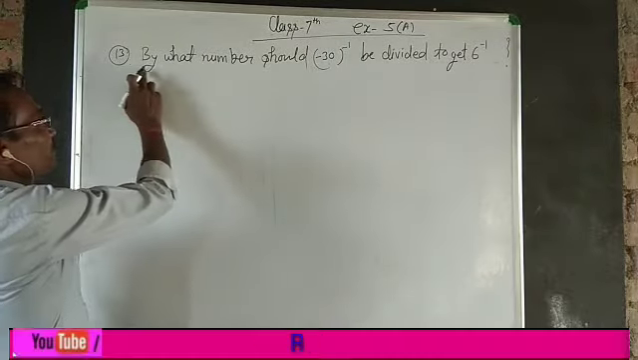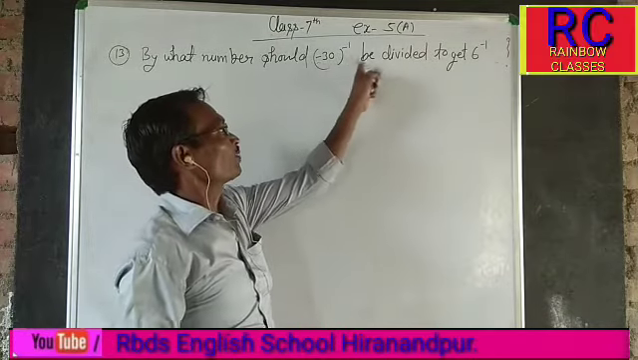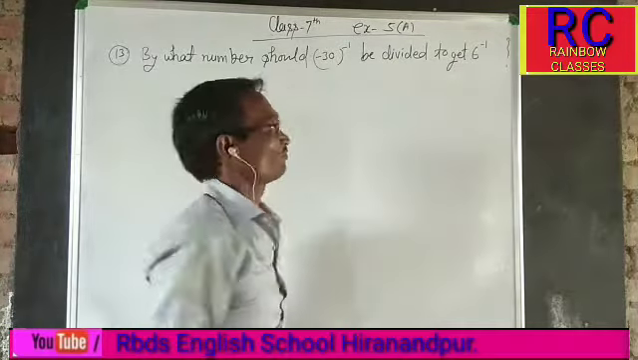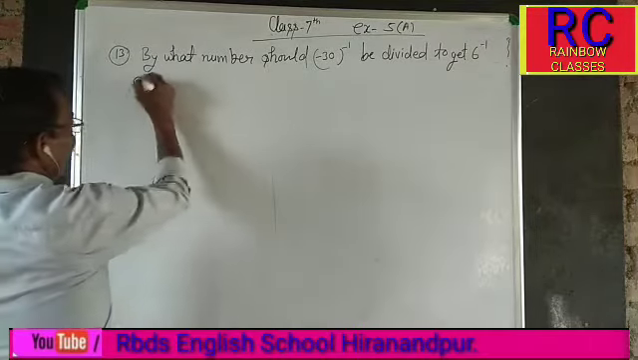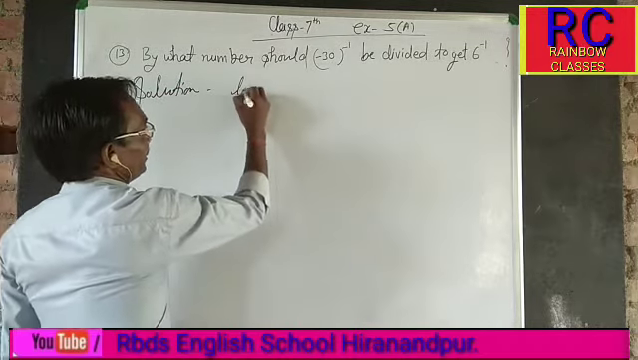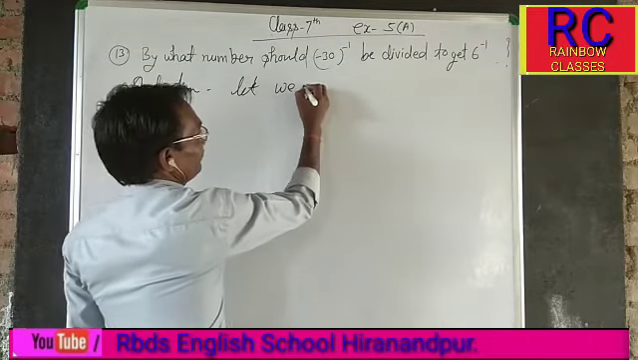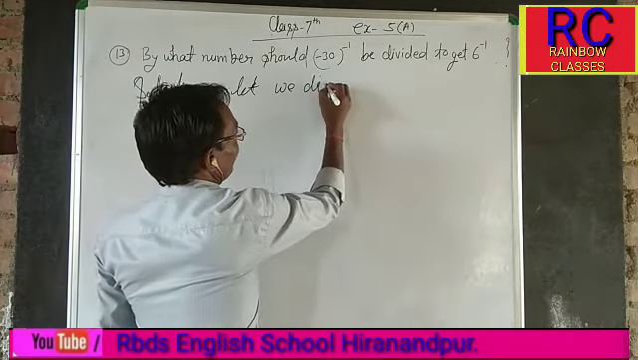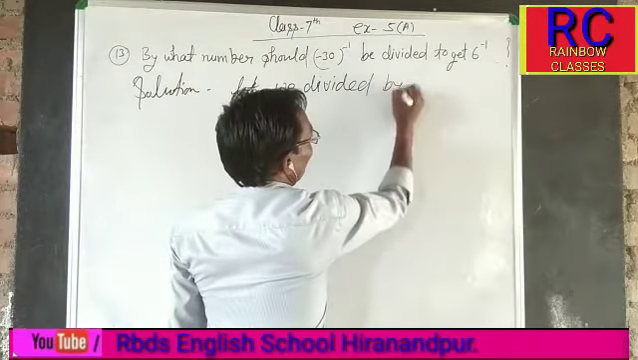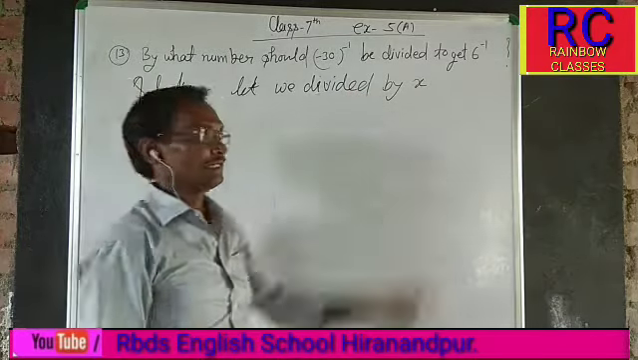Third question, number 13. By what number should minus 30 to the power minus 1 be divided to get 6 to the power minus 1? Let we divided by x.